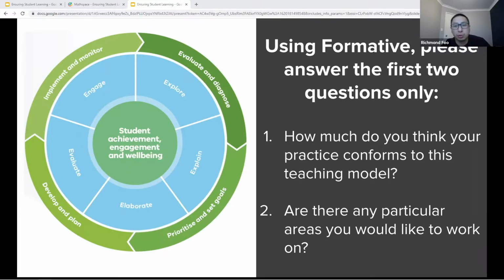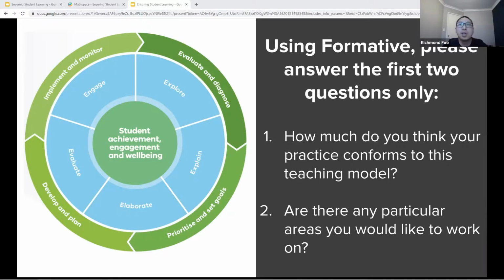So what I'd like you to do is, for now, I've told you a bit about myself. I'd love to now hear about you and know who's joined us today. Can you please go to Formative and answer the first 2 questions only. Unfortunately, in that platform, you can't restrict people from going further, so just do the first 2 for now. And if you can't use Formative, please feel free to type your responses in the chat.